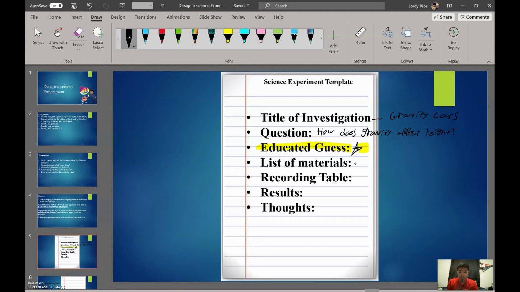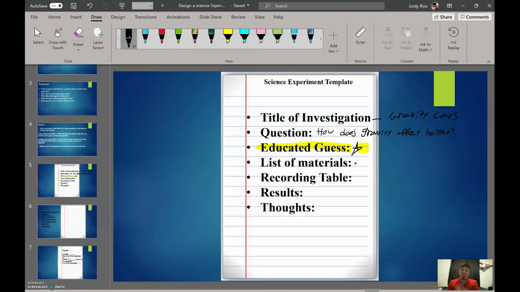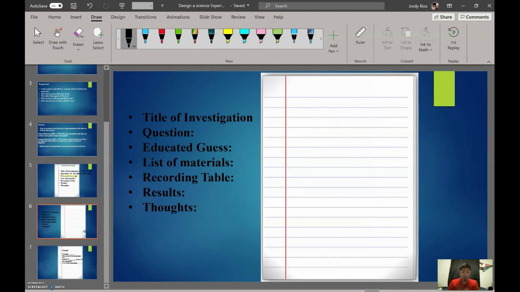Next, you're gonna need a recording table, and I'm gonna help you make the recording table just a little bit. Then you're gonna have your results. So what did you find from the recording table by doing the experiment? And lastly, what are your thoughts? So that's what the template's gonna look like. You can pause here for a few minutes and make sure you have all this down so that way you know what to write when you do your experiment. Make sure on a clean sheet of paper all of this needs to happen.